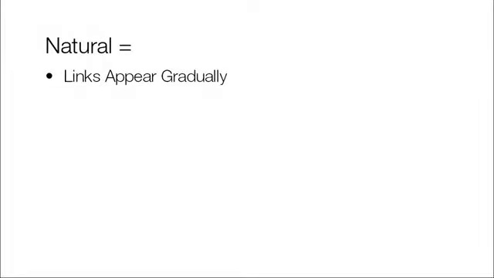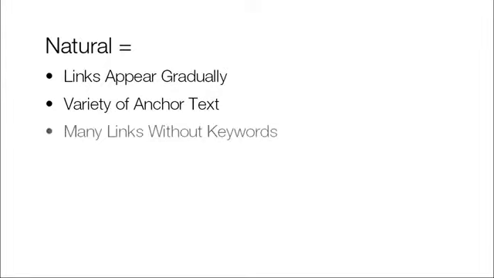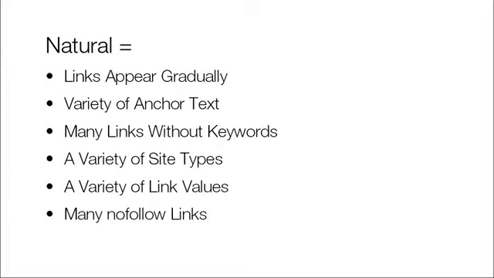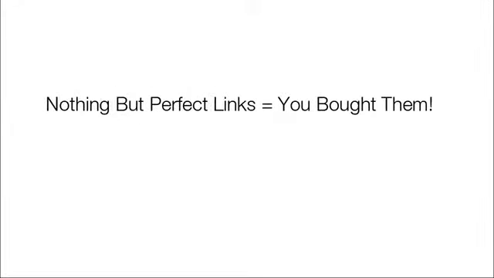Natural link profiles are mixed up. It takes time to build the links. They come from a variety of different kinds of sources. They use various different keywords. After all, 1,000 website owners wouldn't all think of linking to you with the exact same keywords. They come from a range of different quality levels. They have a bunch of no-follow links and so on. A natural link profile is a jumble of different kinds of links. A link profile that looks like it was made in some kind of 2005 SEO heaven with nothing but perfect links simply isn't natural. It's a huge indicator of purchased links, in fact.